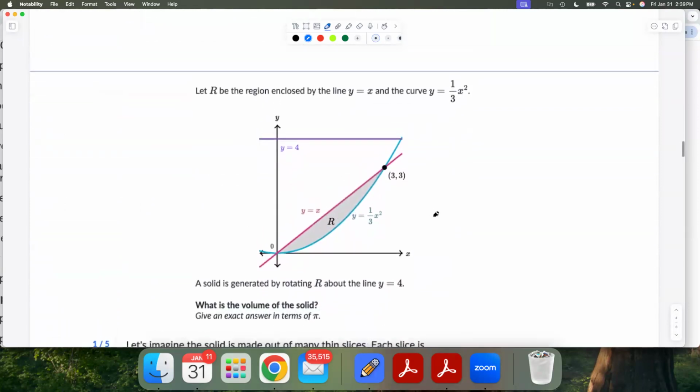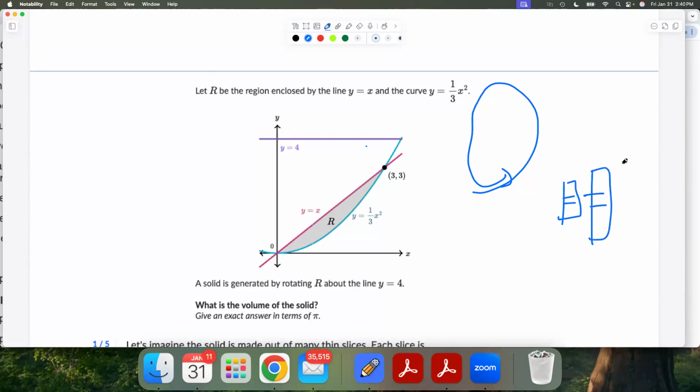Okay, let's look at this guy. So we're rotating around the line y equals 4. So think about if we're rotating around like this, like coming out at your eyeballs, rotating around like this, all of our washers are going to be stacked up. We're going to have a bunch of washers. Maybe they're getting bigger, maybe they're getting smaller, but they're all stacked up horizontally.